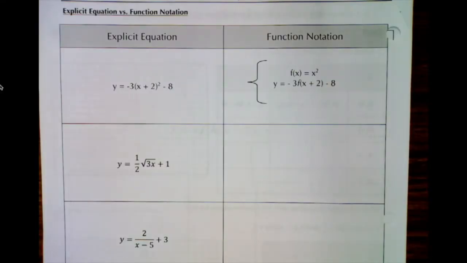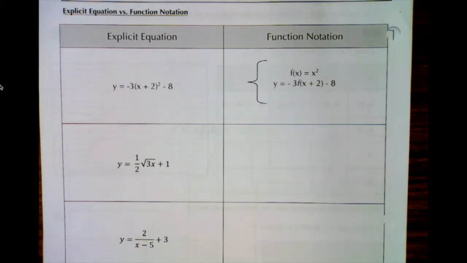Okay, this is a video on how to convert between the explicit equation of a function and function notation for a function. We'll look at the completed example first and try to pick out the patterns, and then we will apply those patterns to write the function notation from two explicit equations and then from a description of an equation.